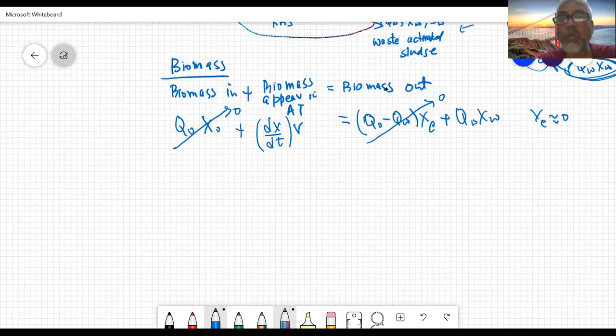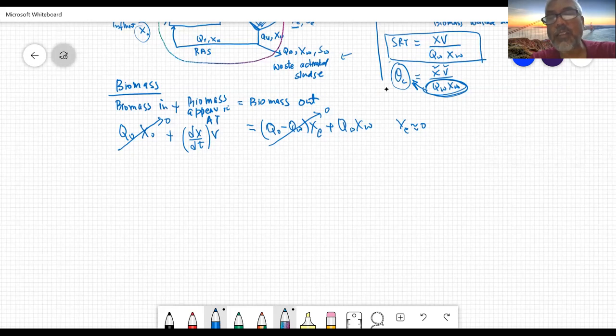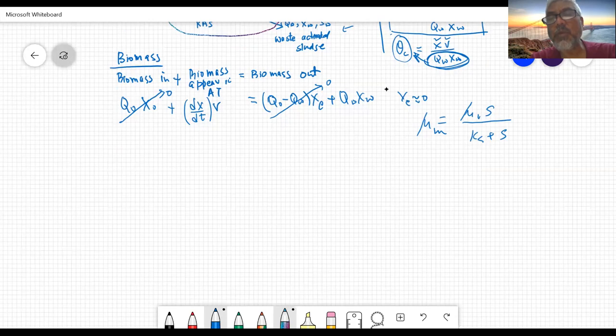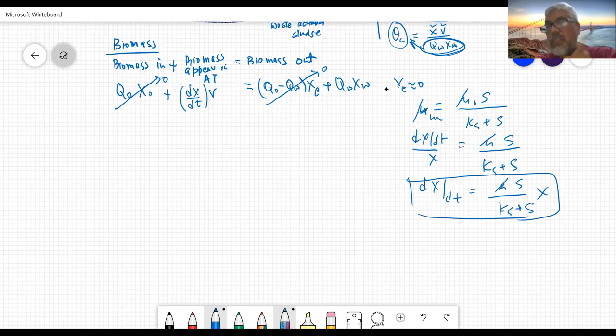So for dX over dt, you remember some time ago in the last semester, I mentioned to you the Monod kinetics, mu is equal to mu m S over Ks plus S. And I mentioned that this mu is actually dX by dt over X, equal to mu m S over Ks plus S. And then we can write here dX over dt is equal to mu m S over Ks plus S multiplied by X. So from Monod kinetics, we can write this expression here.